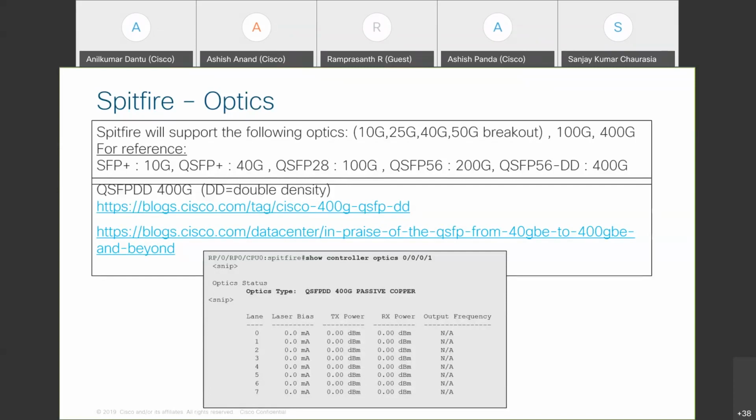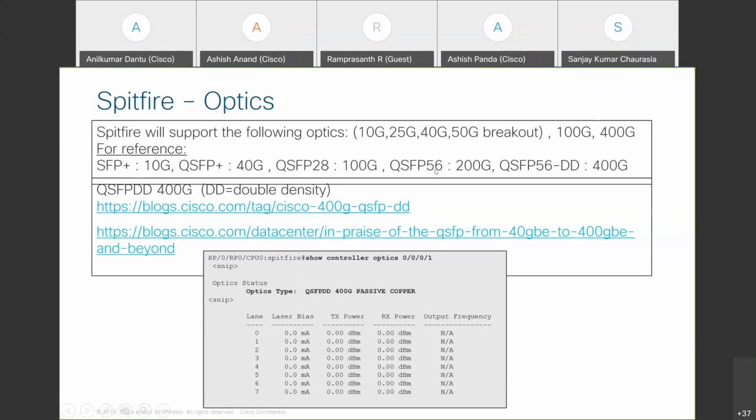We do support breakouts. Like you can do a breakout of a 400 gig port to 2 200 gig ports, or a 100 gig port to 2 40 gig ports, or a 40 gig port to 4 10 gig ports. So those breakouts and those options are available. This is just the information for reference. And the 400 gig optics is called QSFP-DD. Wherever you see QSFP-DD, then it is a 400 gig optics. It is also called QSFP-56DD.